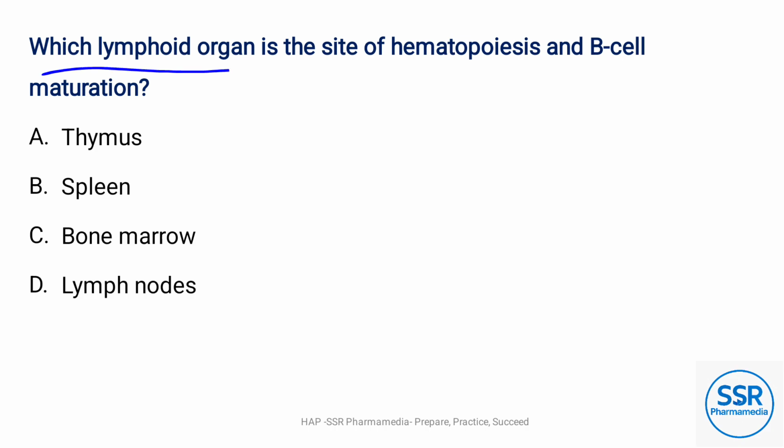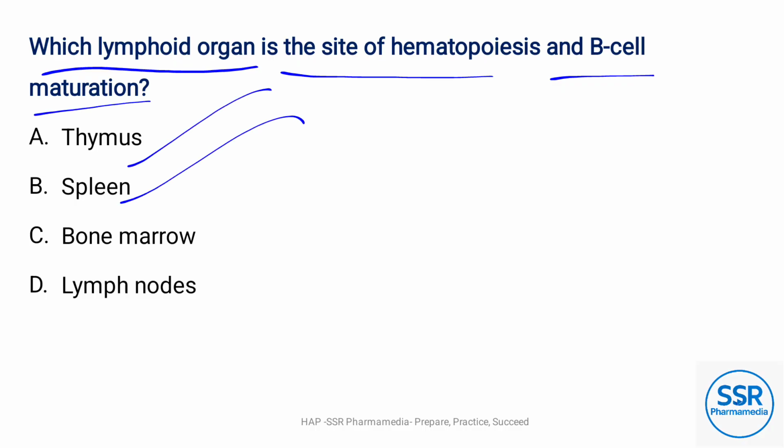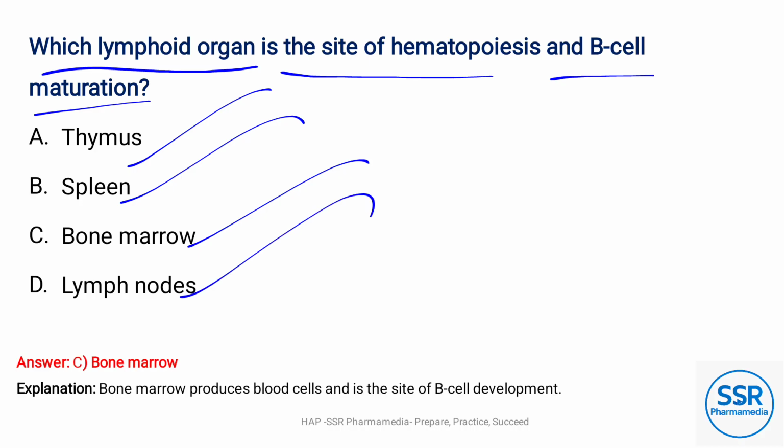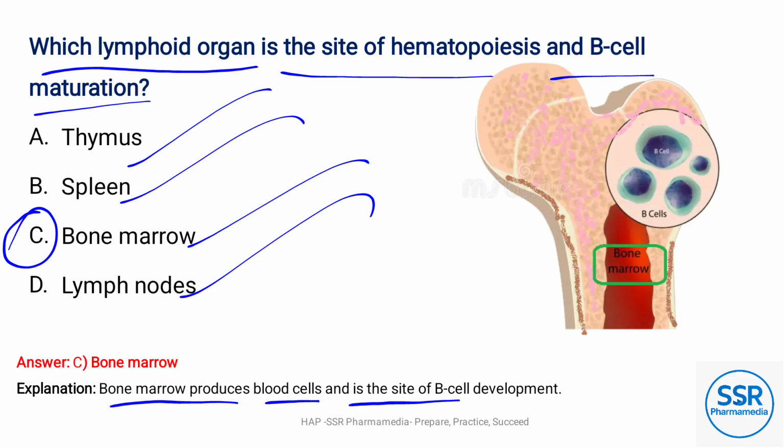Next, which lymphoid organ is the site of hematopoiesis and B cell maturation? Option A, thymus. Option B, spleen. Option C, bone marrow. Option D, lymph nodes. So the answer is option C, bone marrow. Bone marrow produces blood cells and is the site of B cell development.